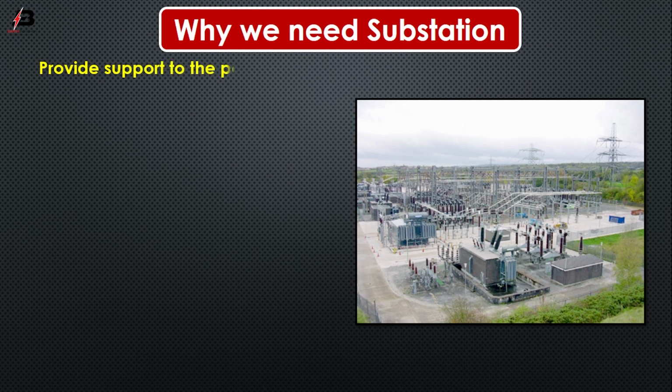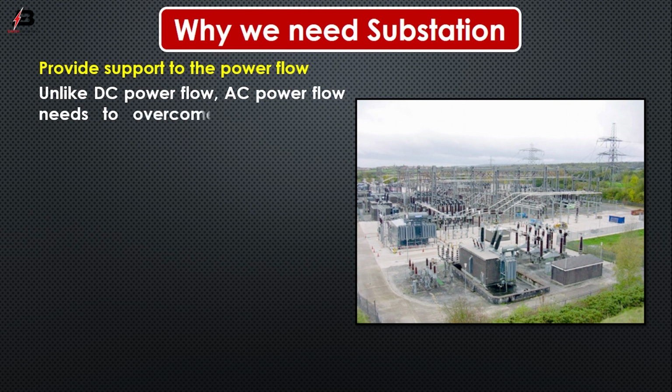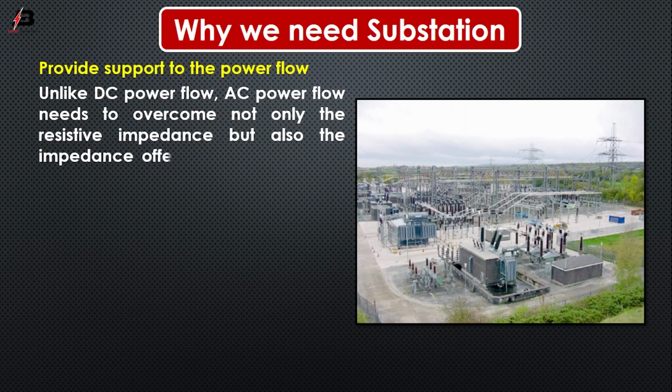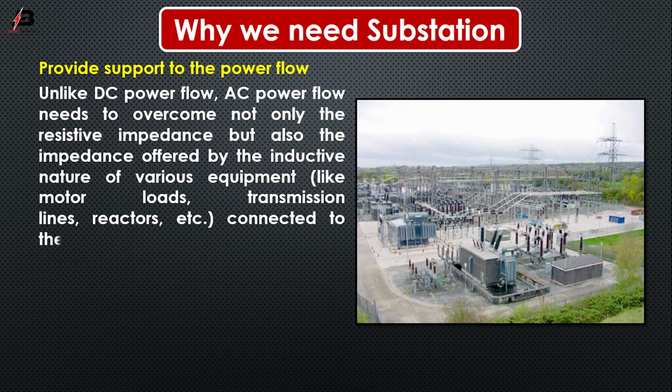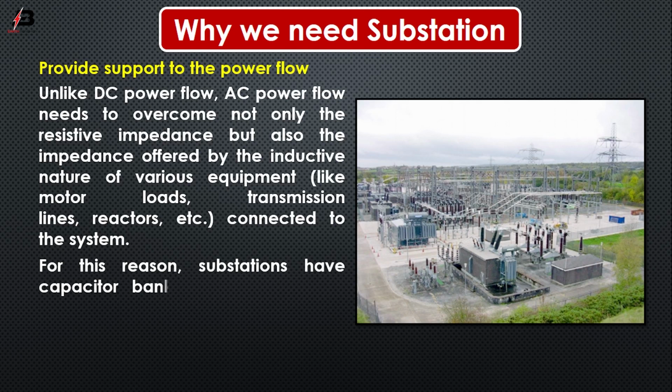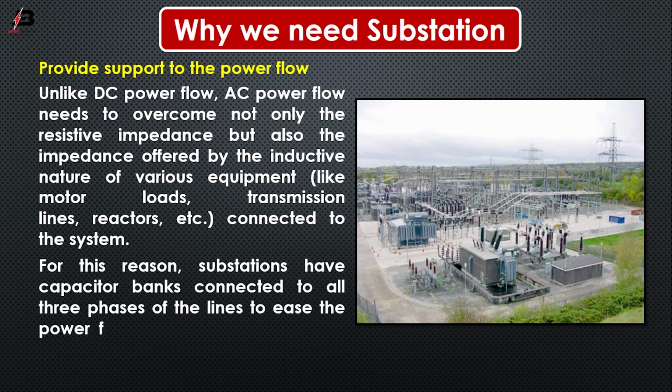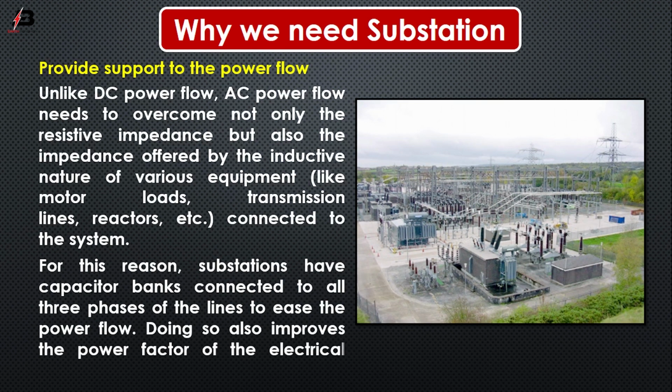Provides support to the power flow. Unlike DC power flow, AC power flow needs to overcome not only the resistive impedance but also the impedance offered by the inductive nature of various equipment like motor loads, transmission lines, reactors, etc. connected to the system. For this reason, substations have capacitor banks connected to the three phases of the line to support the power flow. Doing so also improves the power factor of the electrical system.